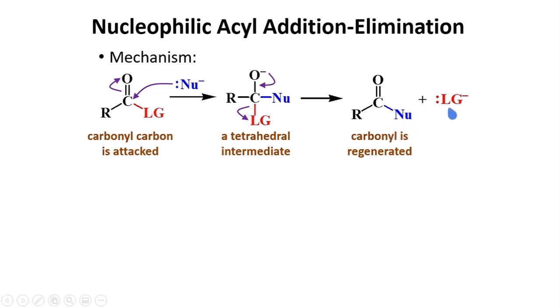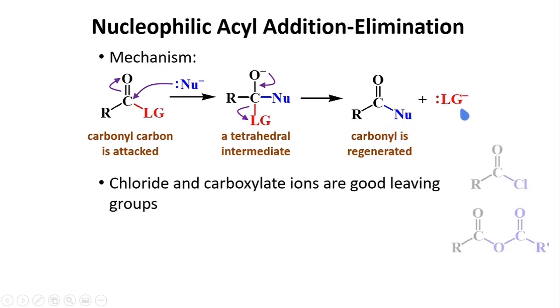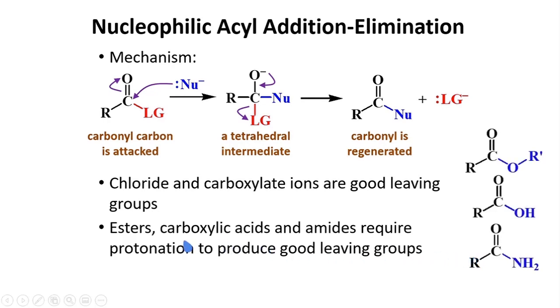As such, it involves a leaving group. In our case, chlorides and carboxylate ions are good leaving groups. So, in nucleophilic acyl addition-elimination, the acyl chlorides and the acid anhydrides must be very reactive. Esters, carboxylic acids, and amides require protonation to produce good leaving groups.